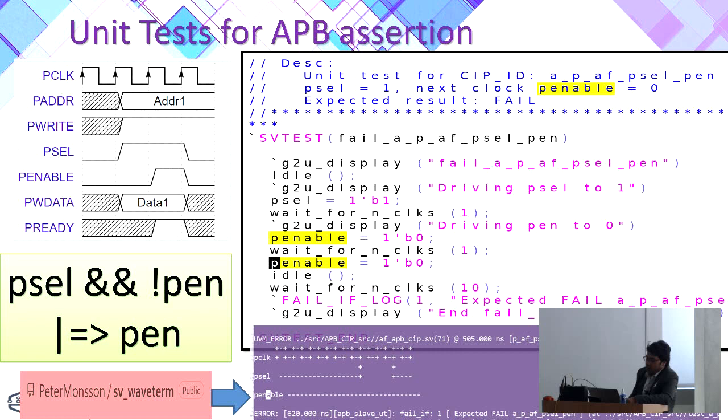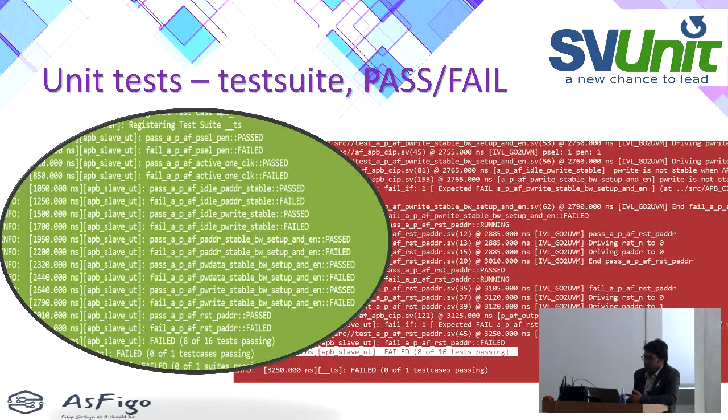So we have this assertion-based checker IP plugin. Peter Monsson developed this SVWaveTerm log debug, and it saves a lot of time compared to when I worked with Verdi and different other tools, where it takes a lot of time. But this offers a very quick solution: with respect to the clock, when PSEL is high and PENABLE is low for more than two clocks, the assertion fails. This is the quick way of debugging. And also we have some pass-fail scenarios, and we have some log messages that came from the Verilator and the SVUnit plugins. And these are our contributions to open source.